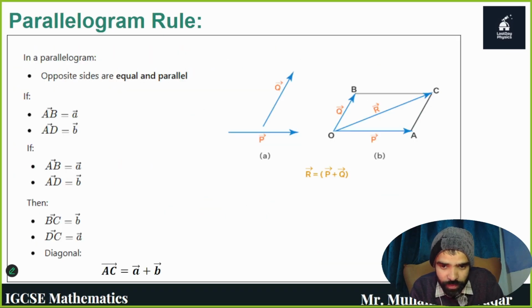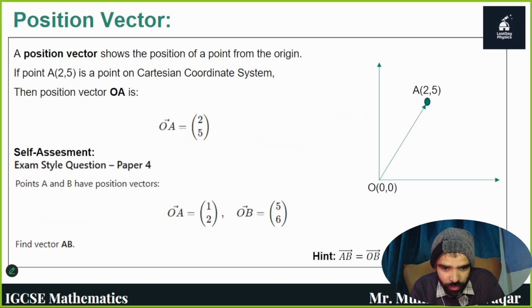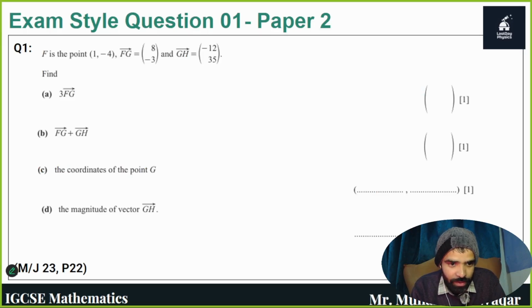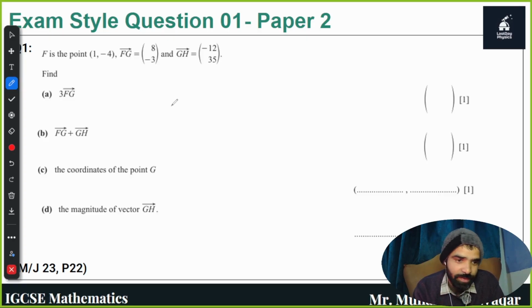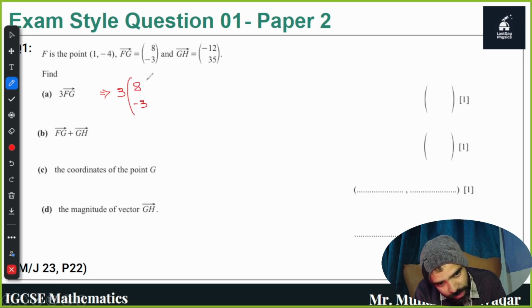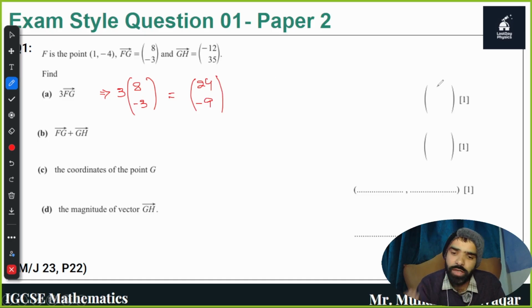So let's now move to the questions. These are again all the basics, position vectors we have discussed. These questions we have discussed, but let me answer this quickly again. So 3 times FG vector, which is 8 and minus 3, so 3 times 8 is 24, and 3 times minus 3 is minus 9. So the answer is 24 and minus 9, and the question is just 1 mark, so we can directly write the answer as well.